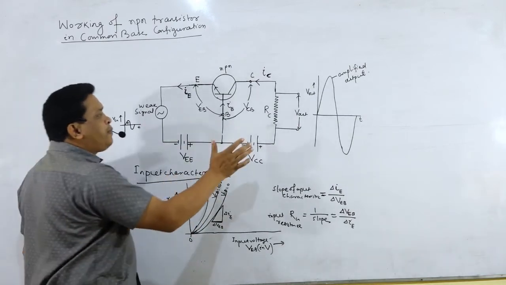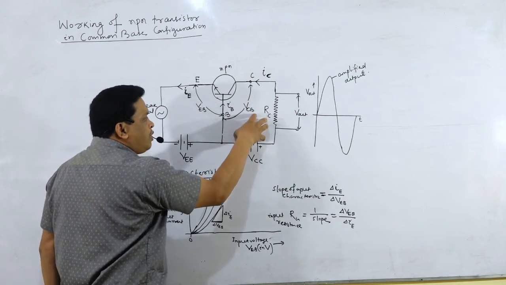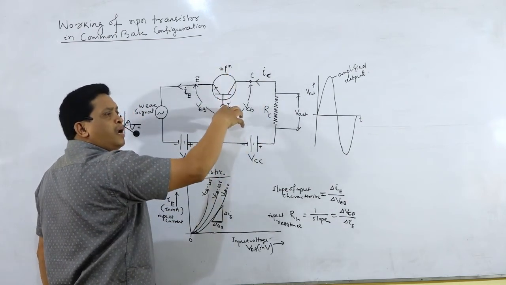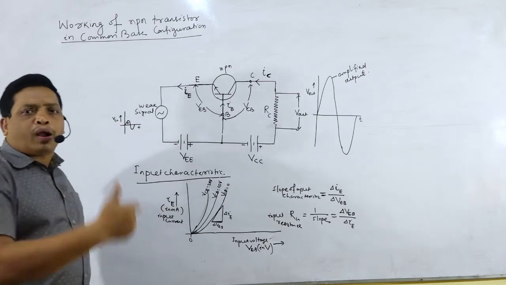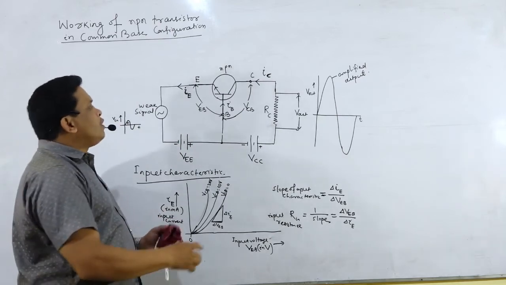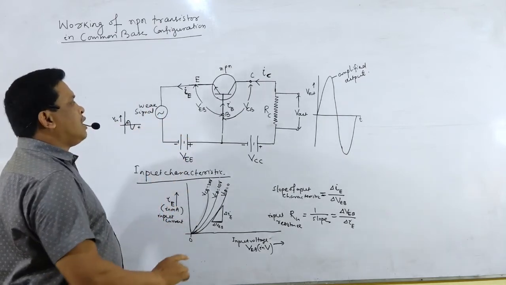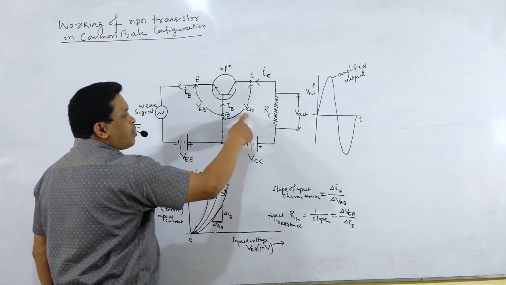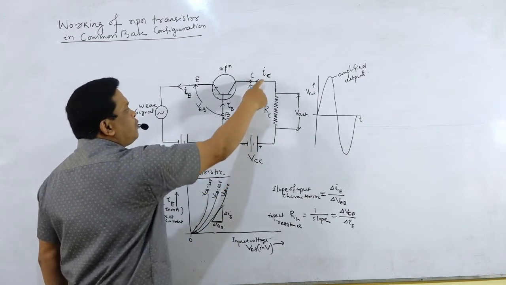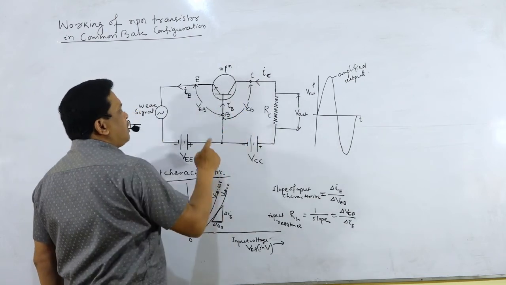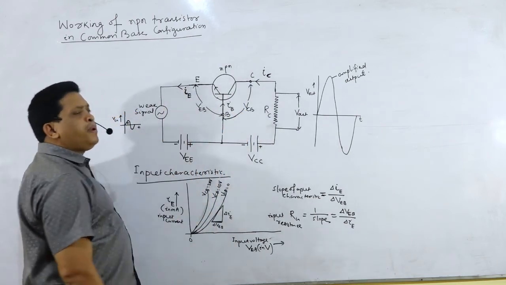So, a graph between output voltage and output current, keeping input current constant. Here, look at the common base configuration. Output voltage is collector base voltage, output current is collector current, and input current is emitter current.